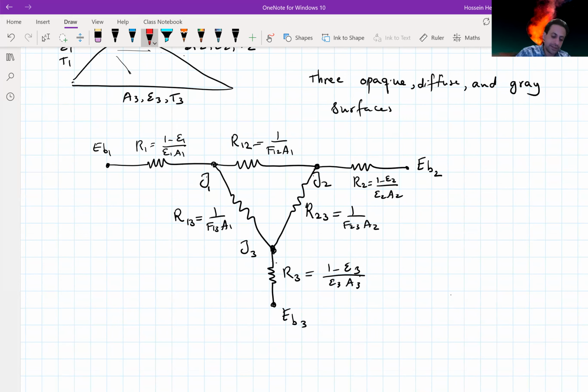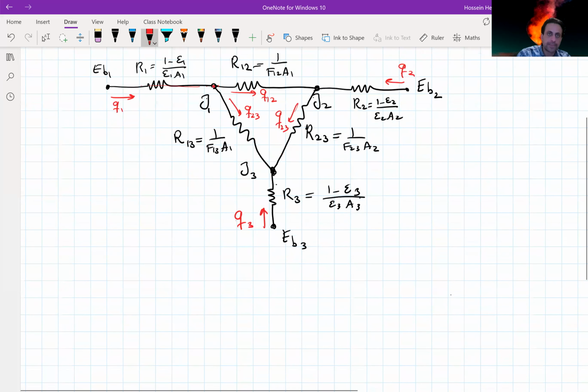Now, in terms of the heat transfer, we have Q1 here, Q2 here, and Q3 here. Now, Q1 that is transferring through this surface resistance and reaching the point J1 has two parts, Q12 and Q13. The same thing, this Q2 that is coming, part of that just goes here, Q23. I don't write Q21, which is equal to minus Q12 here.